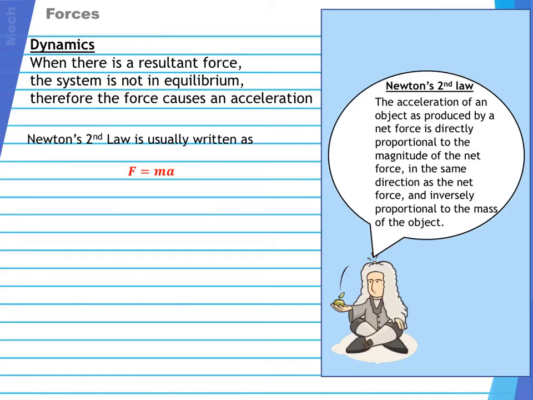So far we've been looking at statics and now we're going to start on dynamics. So dynamics are when there's a resultant force. So equilibrium, remember, was when there was no resultant force. Now there is a resultant force, so the system's not in equilibrium anymore, and therefore the force is going to cause an acceleration. And Newton's second law, that you'll probably already know from GCSE, is usually written as F equals ma.